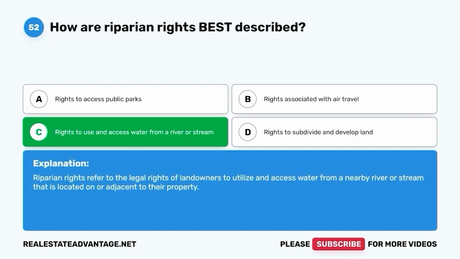Riparian rights refer to the legal rights of landowners to utilize and access water from a nearby river or stream that is located on or adjacent to their property.